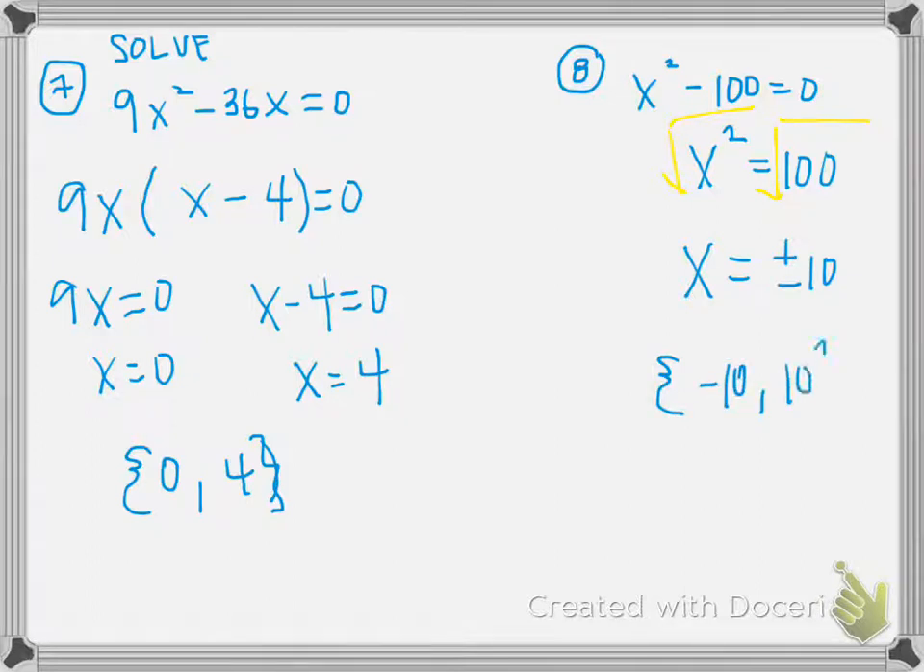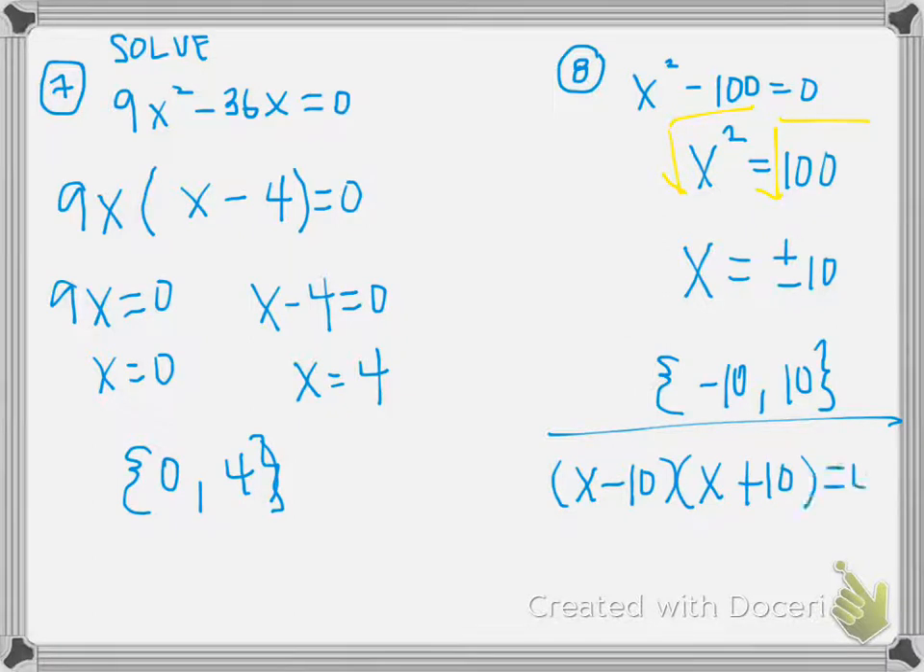If you didn't do it that way, you could do it by factoring, right? So x squared minus 100 is a difference of 2 squares, so it's going to be an x minus 10 times an x plus 10. We set both of those equal to 0. So x is going to be 10, and x is going to be negative 10. Okay?